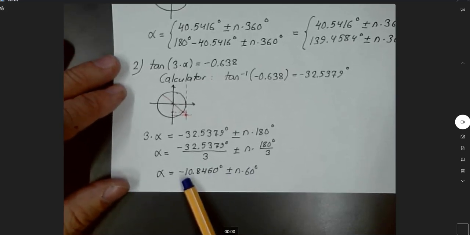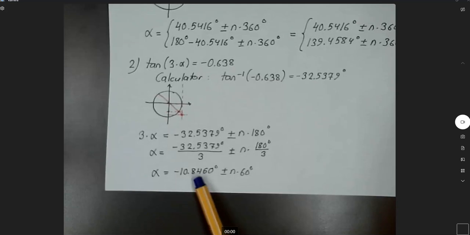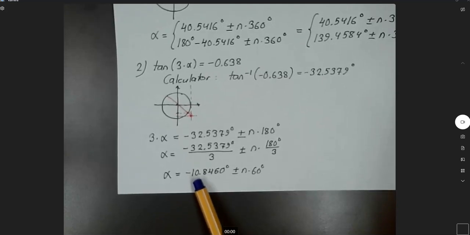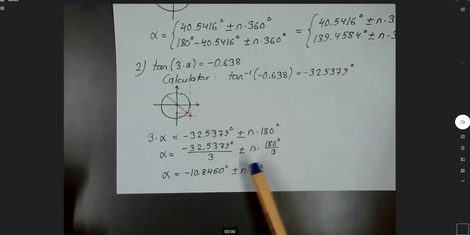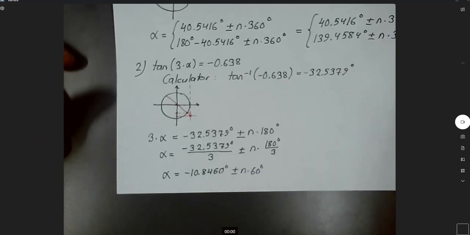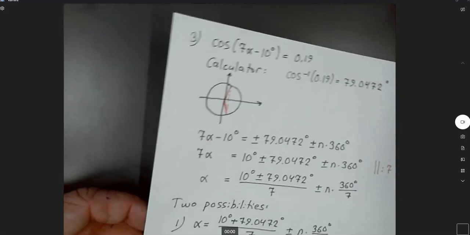alpha equals about minus 10 degrees plus minus n times 60 degrees. So one solution is about minus 10 degrees, the next one will be about, if we add 60 degrees there, about plus 50 degrees, and then again 110 degrees, etc. So those are the solutions for that tangent equation. And the last one will be the cosine problem.